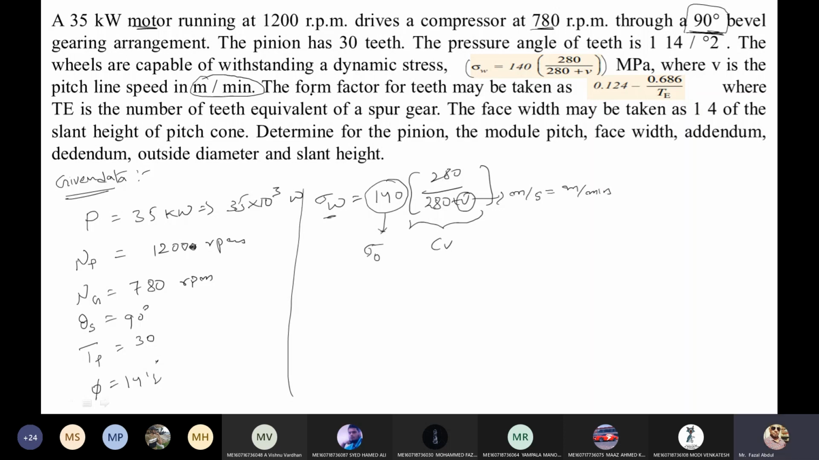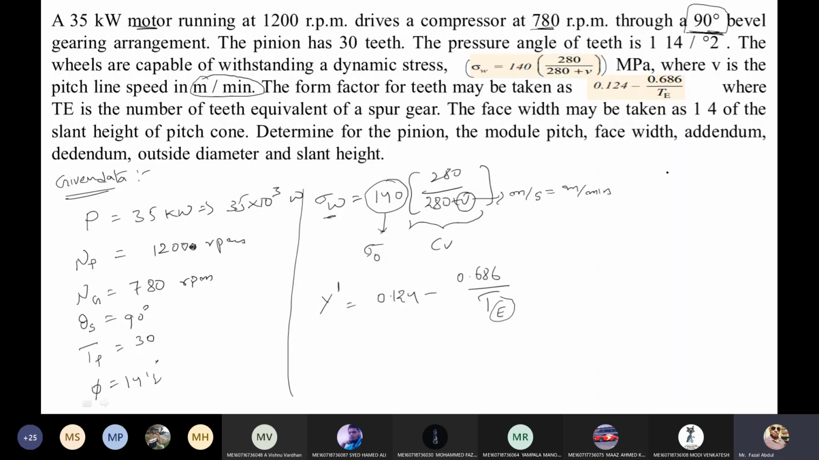Okay, and the form factor. So the Lewis form factor, or tooth form factor, is given here: 0.124 minus 0.686 by T suffix E. Because I am writing the suffix E here, and the question also gives T suffix E, that is the reason we are adding the dash here. So that is the difference.